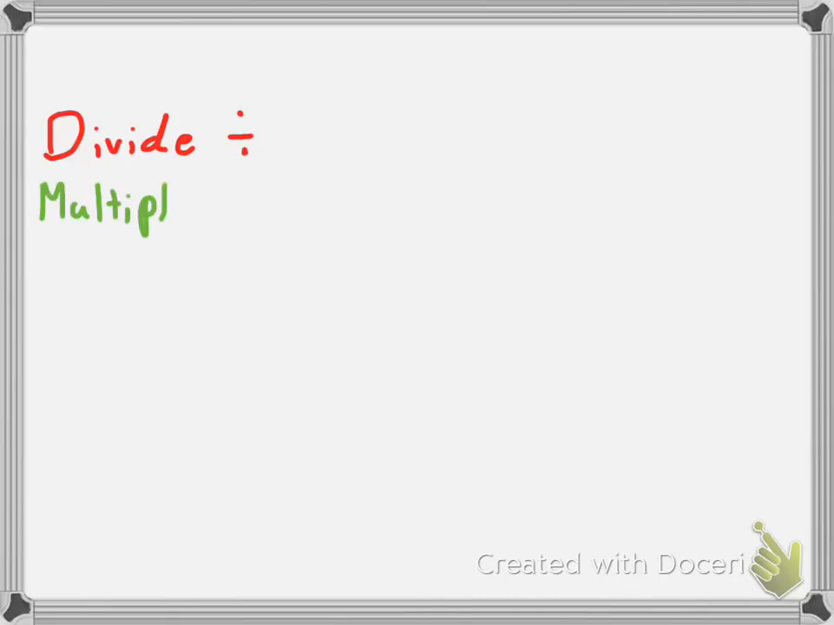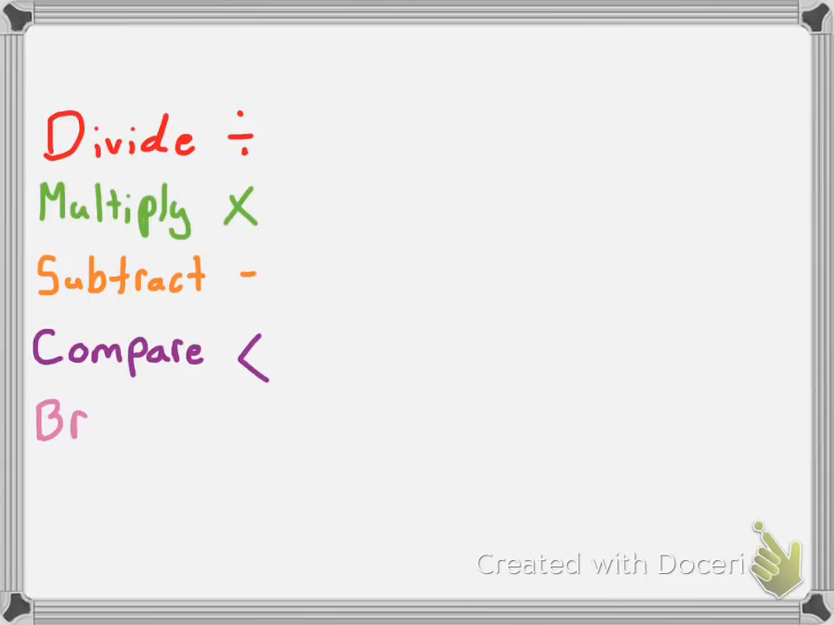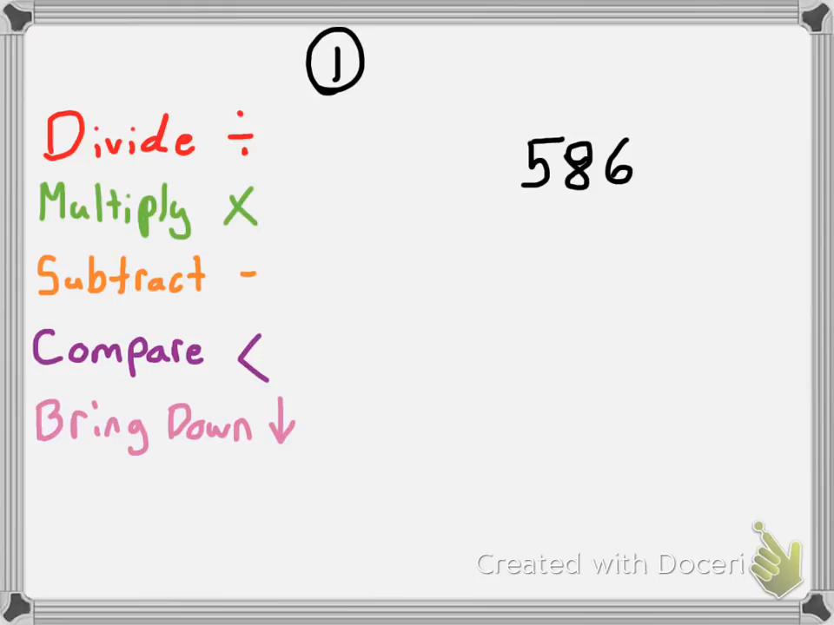The steps again: divide, multiply, subtract, compare, bring down. So let's look at number 1 on your practice book. 586 divided by 2. So I start with the hundreds place, the 5. 5 divided by 2 is 2. Then I multiply. 2 times 2. The answer goes right underneath the 5, and 2 times 2 is 4.